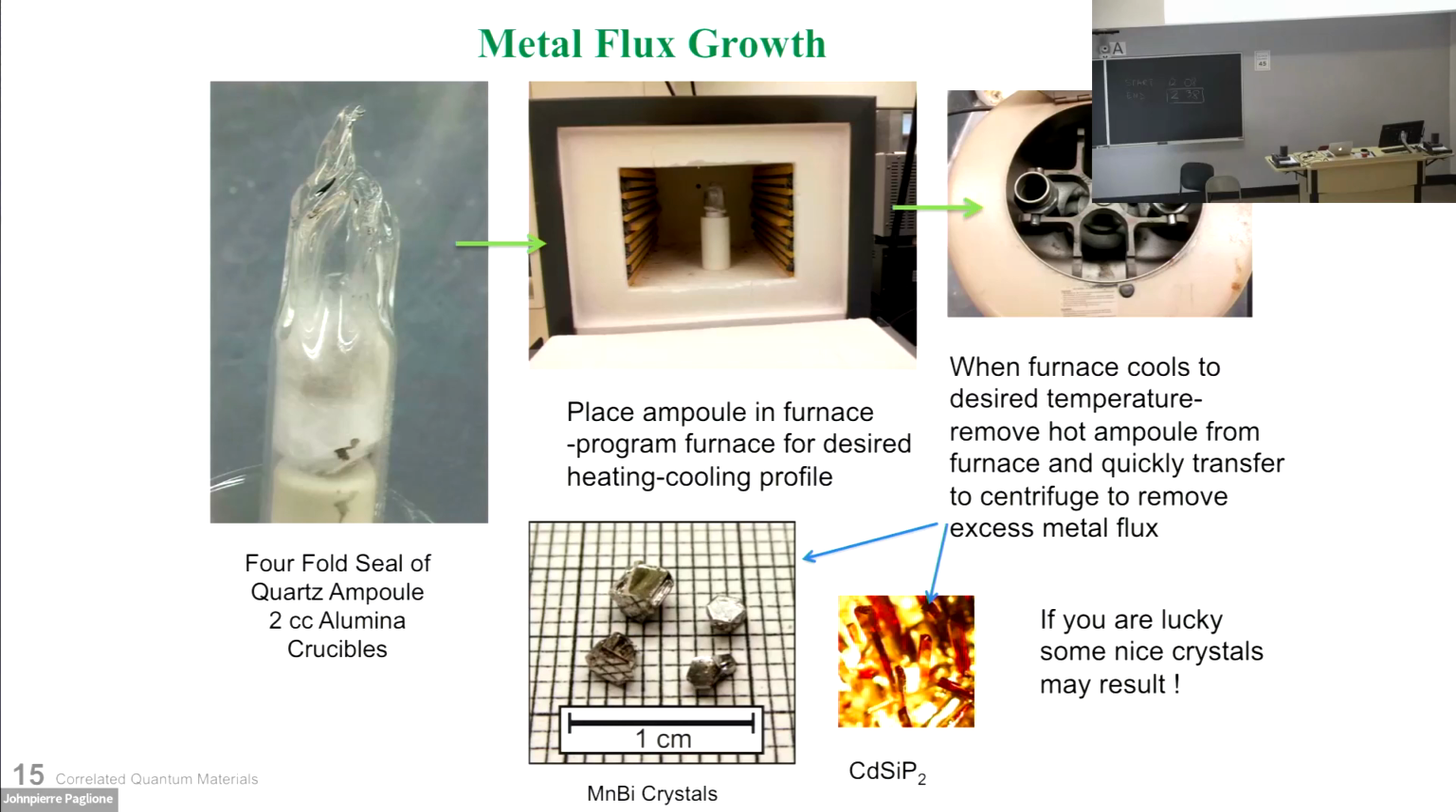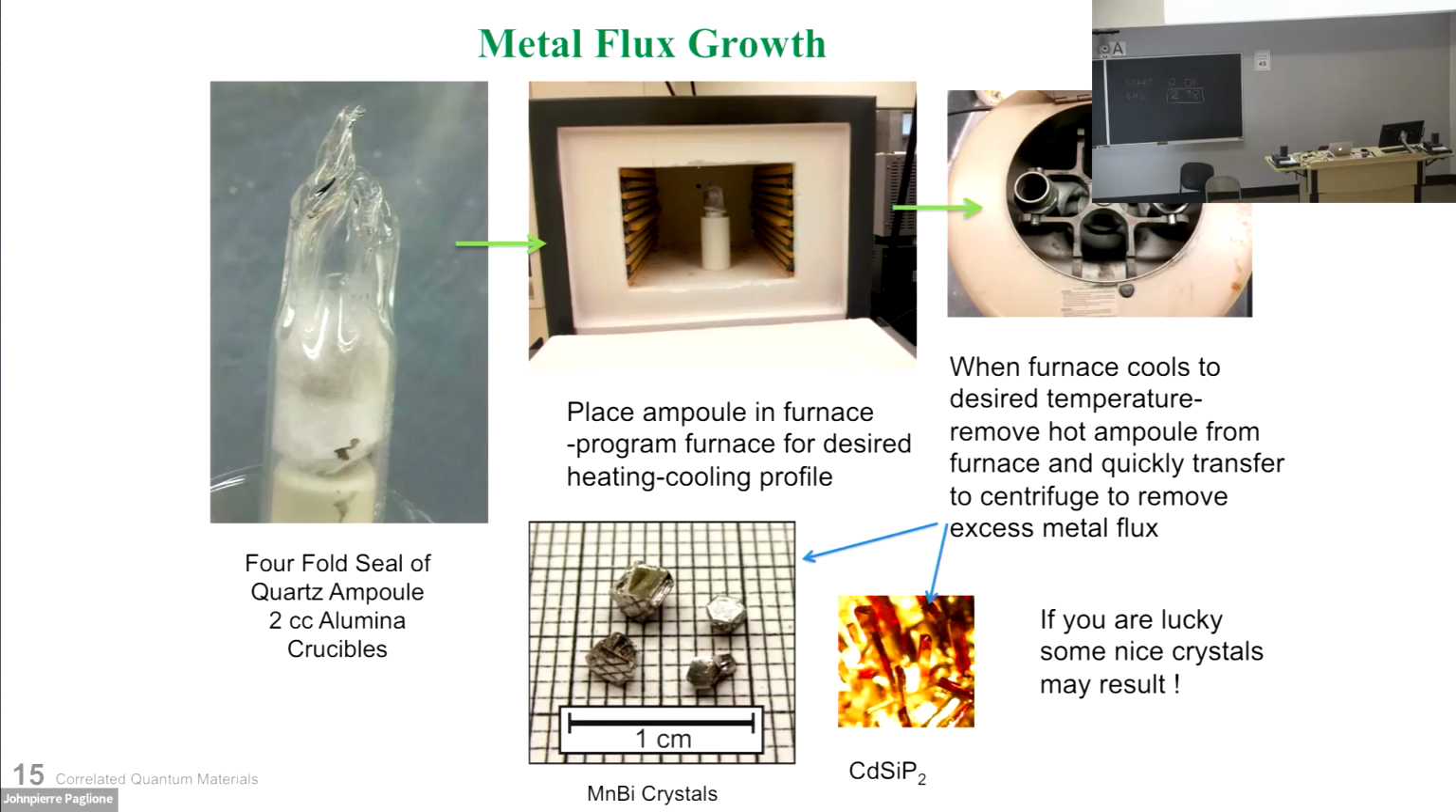centrifuge that into this second crucible. The crystals stay behind, sort of undisturbed. And if you're lucky, you'll get some reasonably nice crystals. So this is several millimeter manganese bismuth crystals. Here's some cadmium silicon biphosphide crystals. These were grown probably 15, 20 years ago. I don't remember why I grew them.